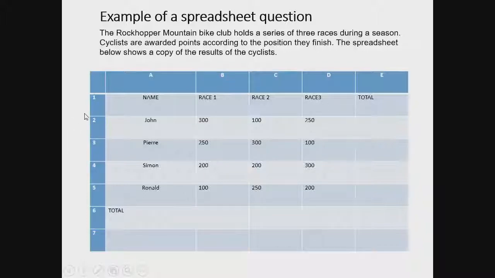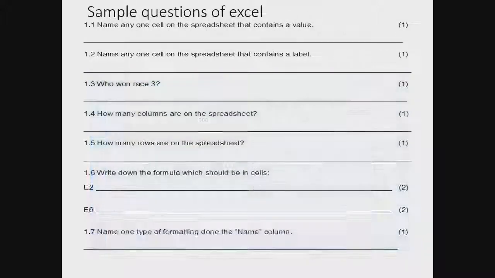Then how many rows do you have? 1, 2, 3, 4, 5, 6, 7 rows. 7 rows. You don't count this one as part of your rows because these are column names. Do you understand that? Very easy to find out how many columns and how many rows we have. Another very good question that comes most times, if you look at the sample question that I give to you here, let's look at question 1.1. Name any cell on the spreadsheet that contains a value.